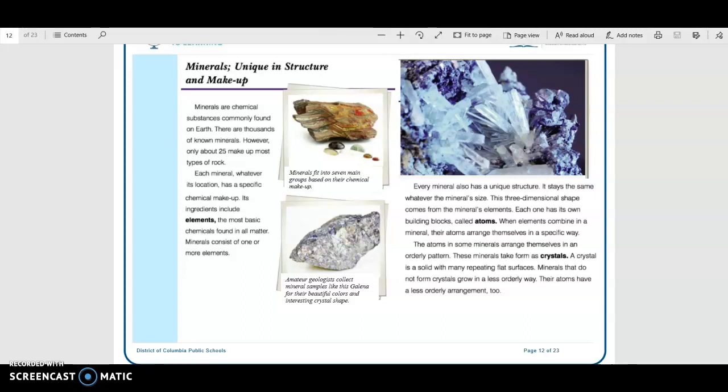The atoms in some minerals arrange themselves in an orderly pattern. These minerals take form as crystals. A crystal is a solid with many repeating flat surfaces. Minerals that do not form crystals grow in a less orderly way. Their atoms have a less orderly arrangement too.